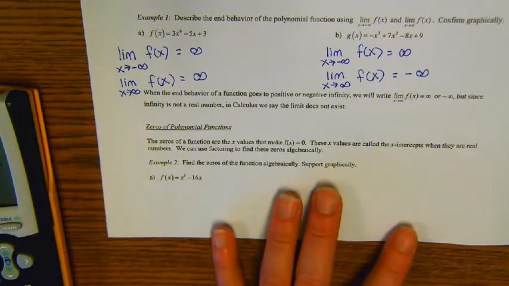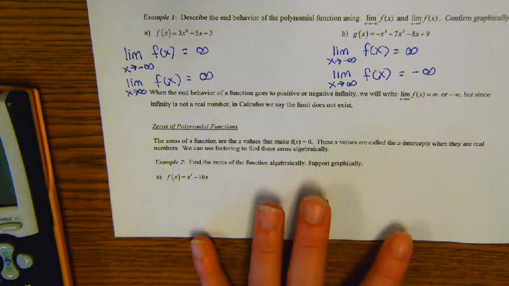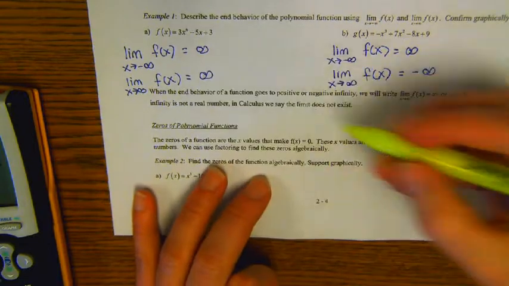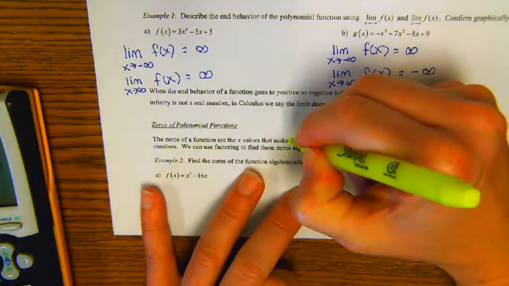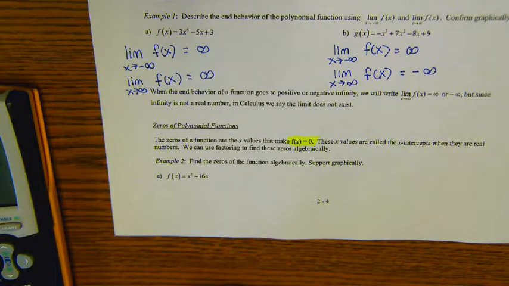So, a couple things that we should understand is what a zero is. A zero of a function is when the function f of x equals 0. Notice, am I putting 0 in for x? No. F of 0, if I put 0 in for x, that actually gives me the y-intercept. But when f of x equals 0, we call these the zeros of the polynomials.